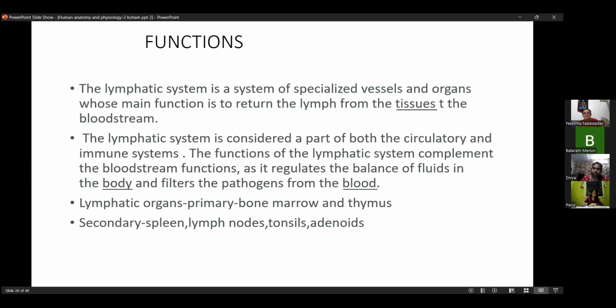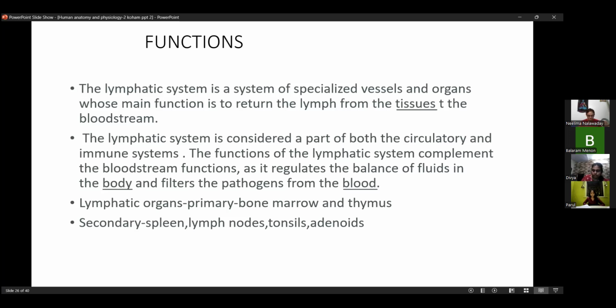The lymphatic system is considered a part of both the circulatory and immune system. The functions of the lymphatic system complement the bloodstream functions as it regulates the balance of fluids in the body and filters the pathogens from the blood. As I had mentioned, big size pathogens, veins cannot drain, so lymph can carry this. Lymphatic organs primary are bone marrow and thymus, and secondary organs are spleen, lymph nodes, tonsils, and adenoids. So primary organs are bone marrow and thymus gland, and secondary are spleen, lymph nodes, tonsils, and adenoids.